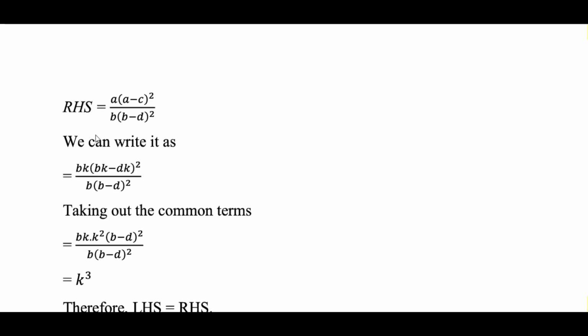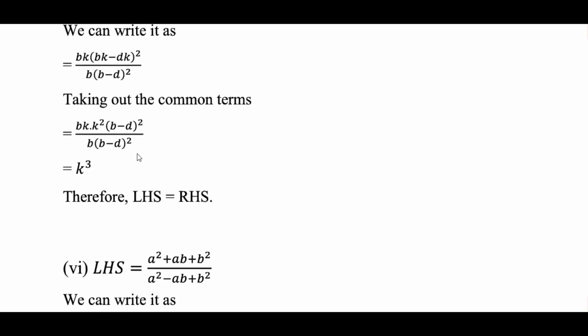k cube. Come to the right hand side, a into (a minus c) square divided by b into (b minus d) square. So we can write it as follows, that is bk into (bk minus dk) square divided by b into (b minus d) square. After that, taking out the common terms, you will get k to the power 3 or k cube. So left hand side will be equal to the right hand side.